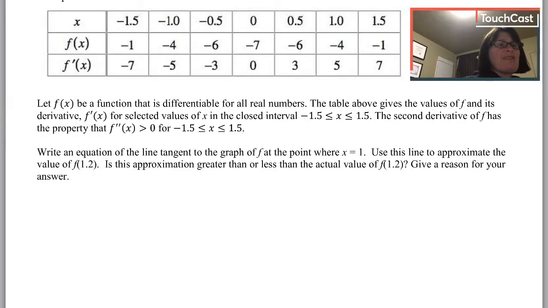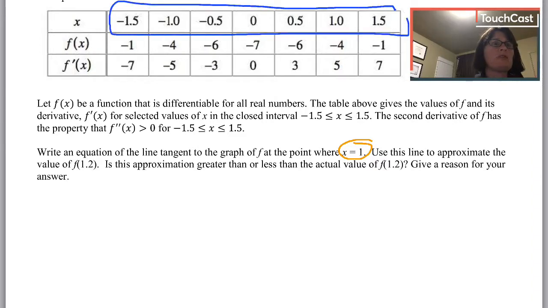I have a function f of x. I know some values of f. I know some values of f prime. I've been asked to write the equation of the line tangent to f at x equals 1. So right here they've told me what my a is going to be. To use this to find an approximate value of f of 1.2, notice there's no way I could tell you exactly what f of 1.2 is, because 1.2 isn't one of the x values for which f has already been evaluated for me. And then to say something at the end about whether that approximation I gave is an overestimate or an underestimate.